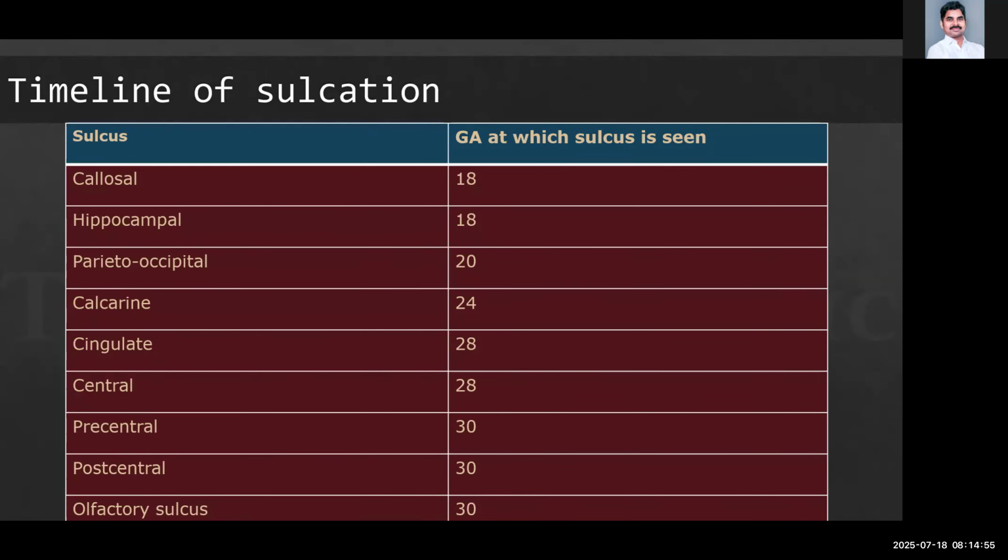Timeline of sulcation. The callosal and hippocampal sulci are the earliest sulci to form. They form at the age of 18 weeks. The parieto-occipital sulcus is seen at the gestational age of 20 weeks, which is followed by the calcarine and cingulate sulci, which are seen at 24 and 28 weeks. The convexity sulci are seen after 28 weeks. In this, the central sulcus will be seen at 28 weeks, the precentral and postcentral sulci will be seen at 30 weeks. The olfactory sulcus will be seen at 30 weeks.